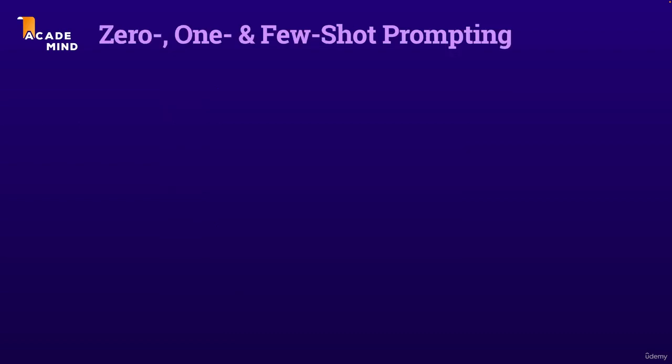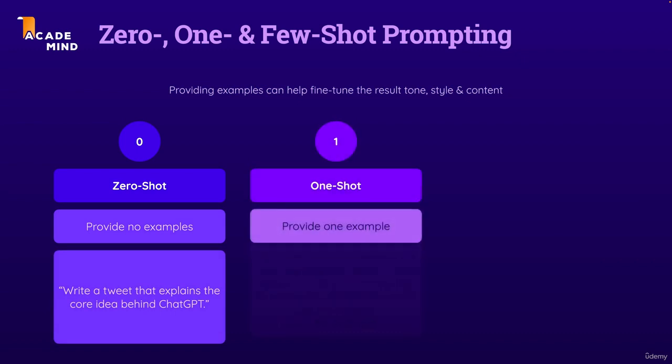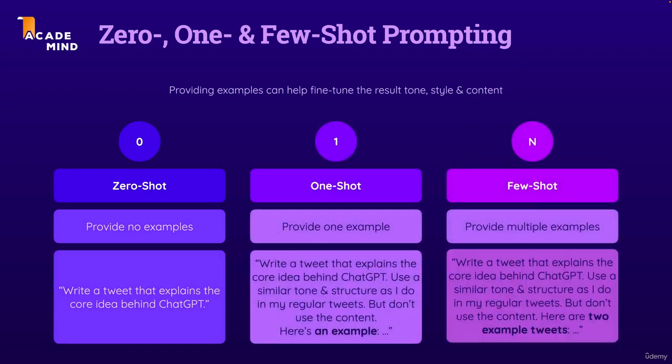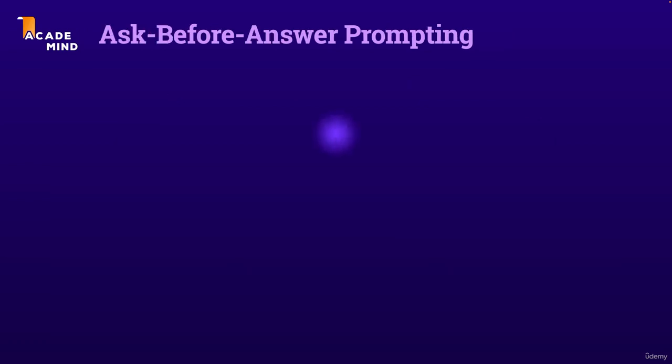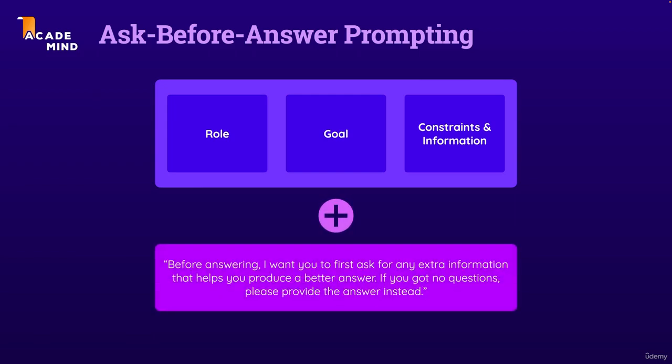You then learned about different tricks and prompting techniques you should be aware of, like 0, 1, or few-shot prompting, which in the end simply means that you could add extra examples or templates that should be used by ChatGPT to your prompts. You learned about ask before answer prompting, which can be very useful since it gets ChatGPT to tell you which extra information might be needed.